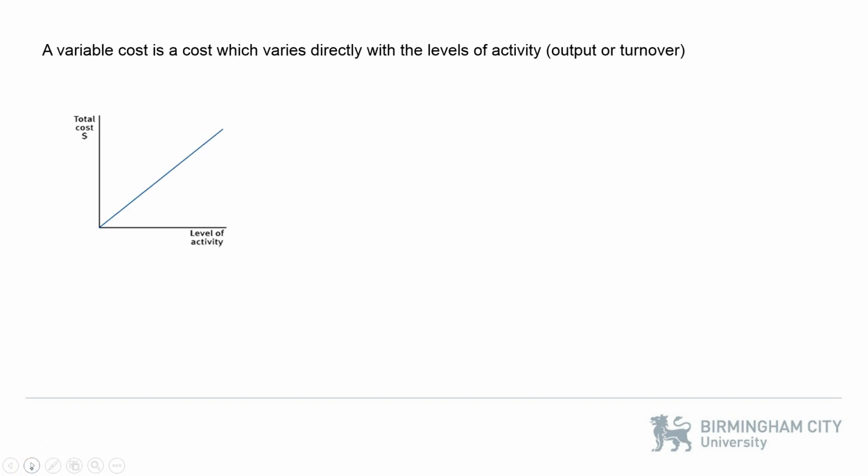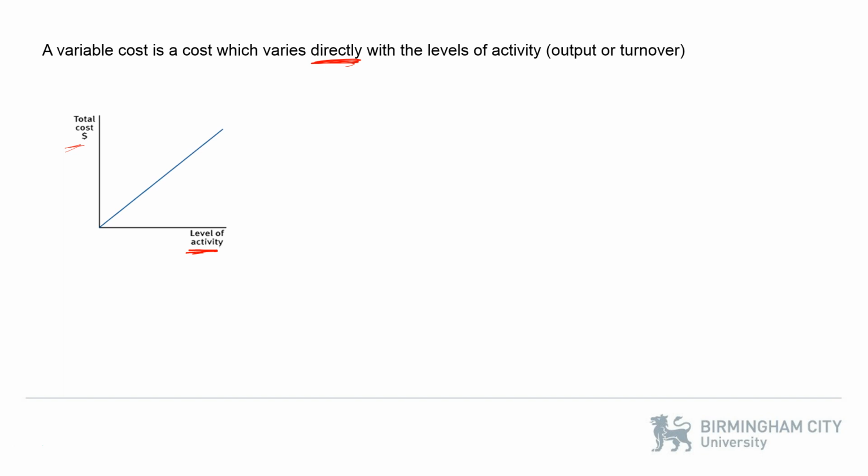The other type of cost that you will come across is a variable cost, and the variable cost varies directly with the level of activity. And if we look at the graph, we've got the level of activity on the x-axis and we've got the cost on the y-axis. When there is 0 level of activity, there is 0 cost. As the level of activity increases, so the cost increases in direct proportion.